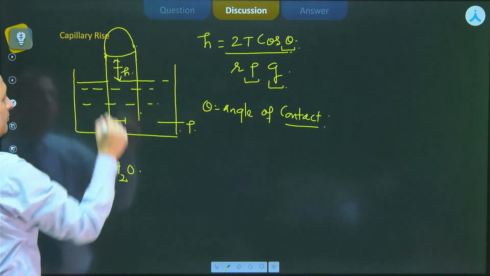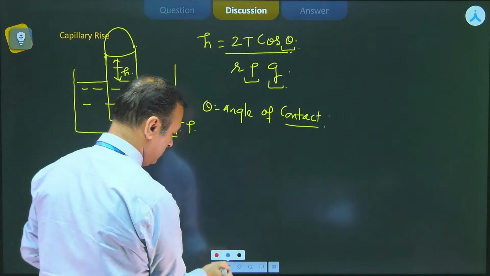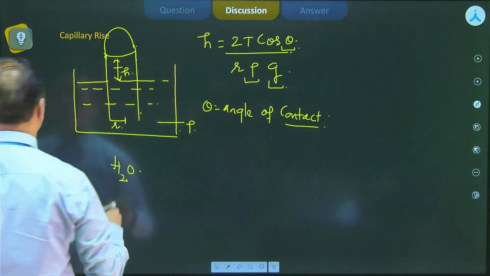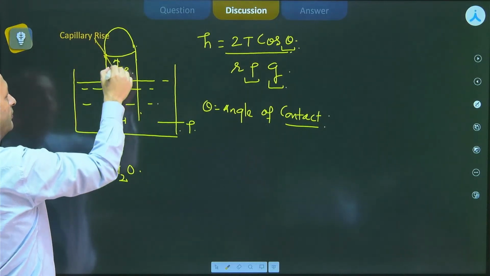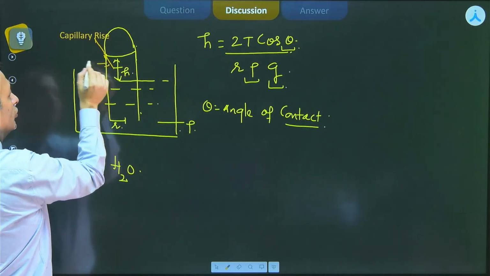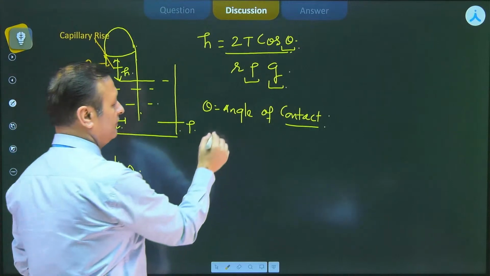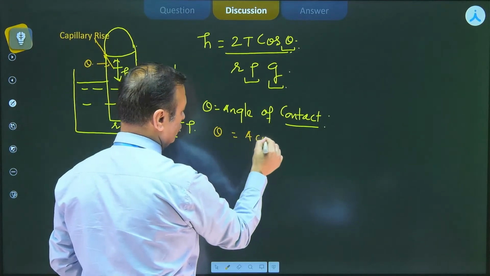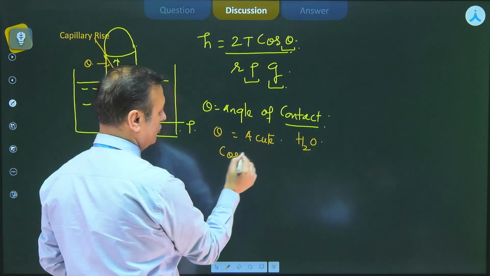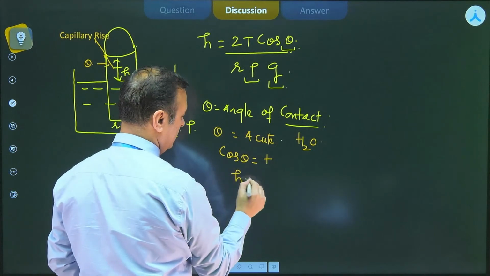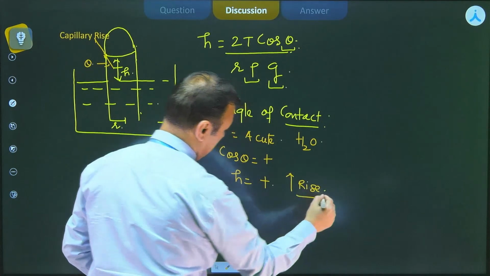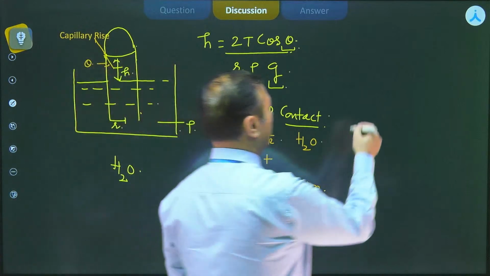Look at this, what do we mean by angle of contact? Let me make you understand. This is the common interface. You draw a tangent, and the angle this tangent makes with the wall of the container within the liquid is called the angle of contact. If this angle of contact is acute, as in the case of water, then cos theta will be positive and height would be positive, so it means the liquid level will rise.